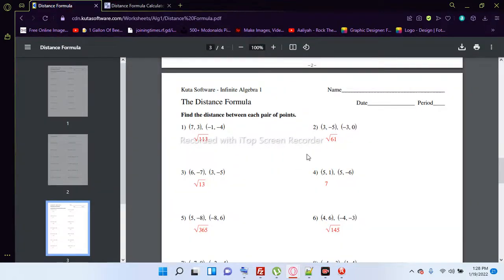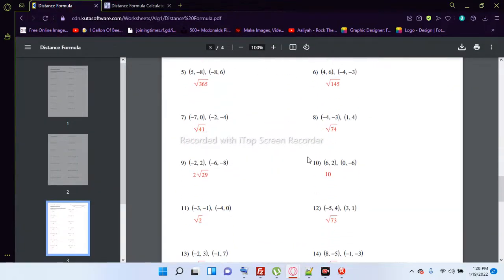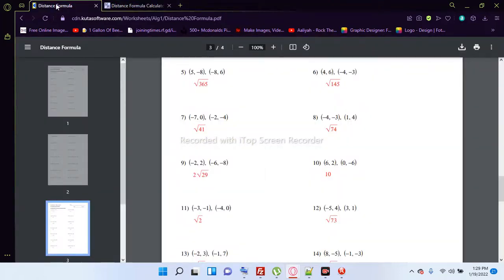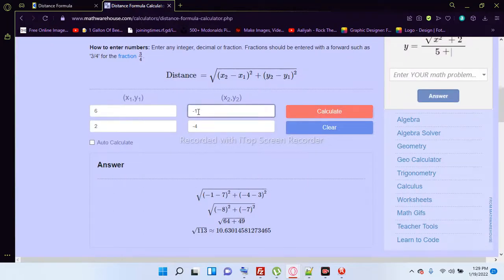Okay, let's do another one. And another one. Okay, 6, 2, 0 and minus 6. So 6, 2. Okay. And then you use a 0 and a minus 6. So you go 0 and minus 6.